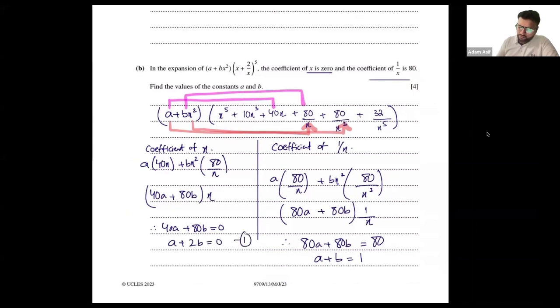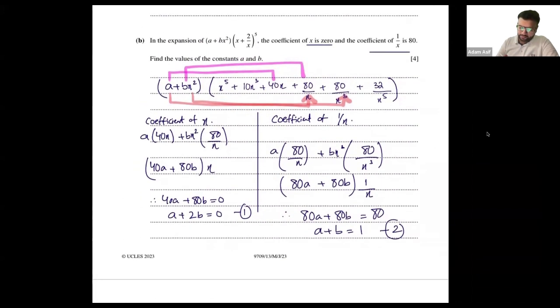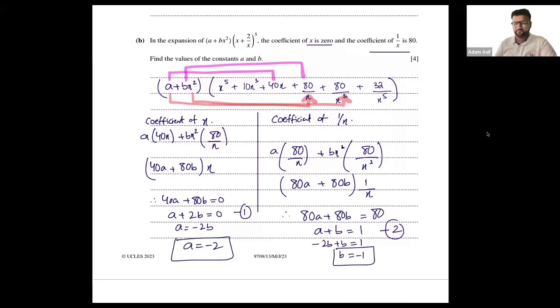Okay, this is equation number 1. This is equation number 2. Solve them simultaneously. So a is equal to minus 2b, minus 2b plus b equals 1. So b is minus 1. When b is minus 1, a is minus 2. Minus minus plus 2, thank you. Yeah, it's going to be plus 2.